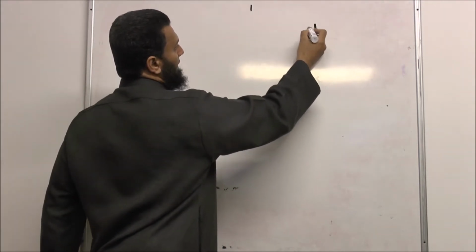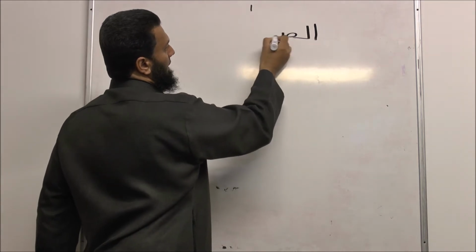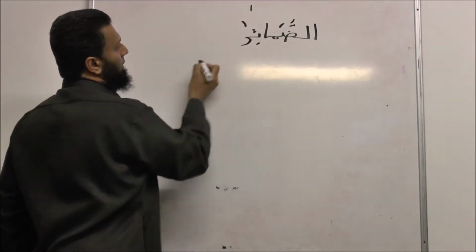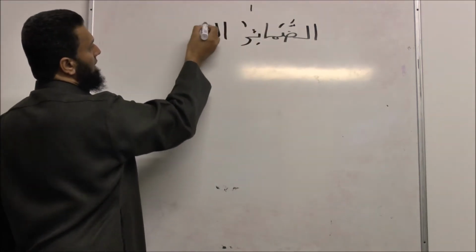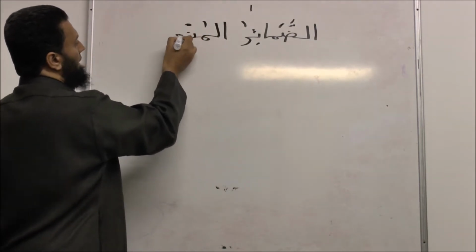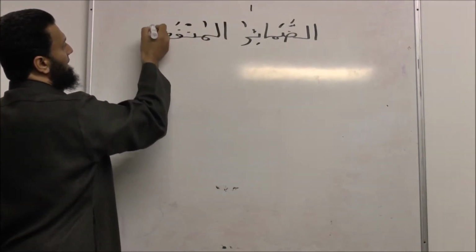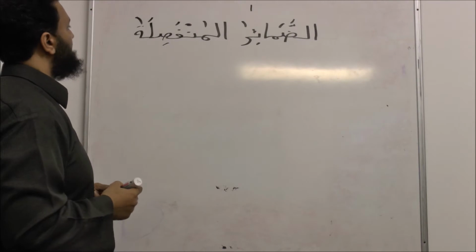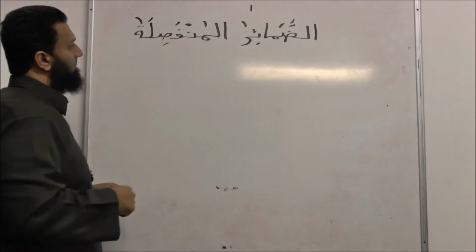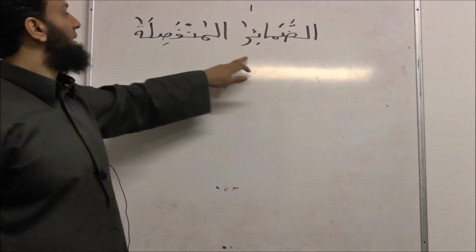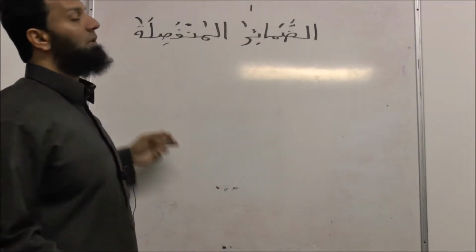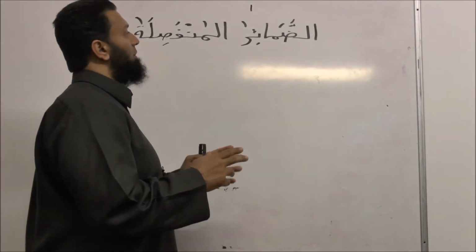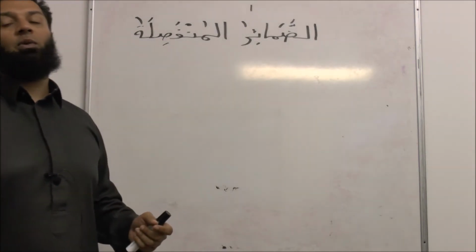Which is spelt الضمائر المنفصلة. Now what that means is the pronouns al-munfasilatu, the ones which are detached. Because as I said, there's two types. There's the attached, al-muttasilatu, and there's al-munfasilatu, the detached.